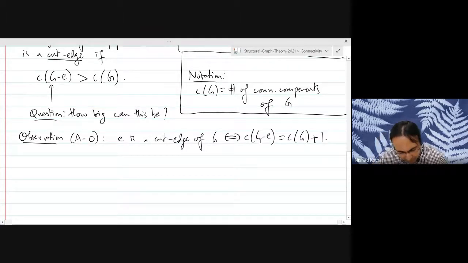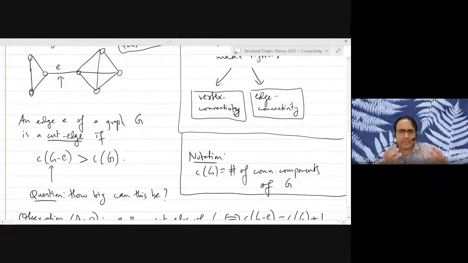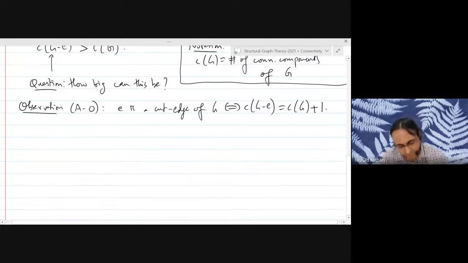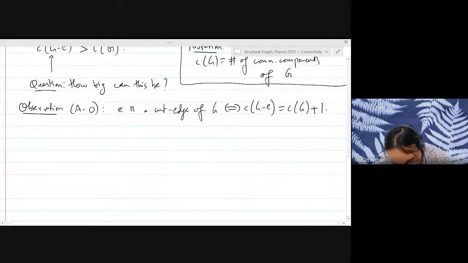So basically, the presence of a cut edge means that you can remove just one edge and the number of connected components will increase, right? So in some sense, the graph is not very well connected because of the presence of a cut edge. And that actually turns out to be the weakest notion of edge connectivity that we will be discussing 2 lectures later. But right now, let's just focus on cut edges. Okay, so you can ask one question immediately.